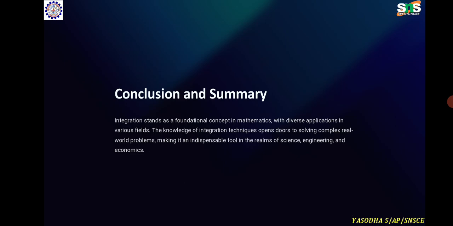Conclusion. Integration is a mathematical technique to calculate the area under a curve. There are multiple methods for integration.